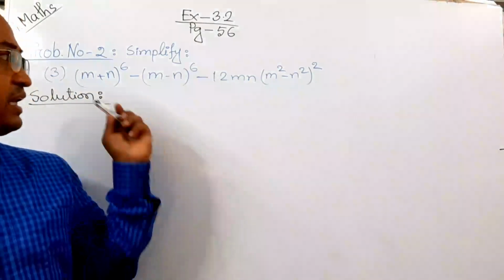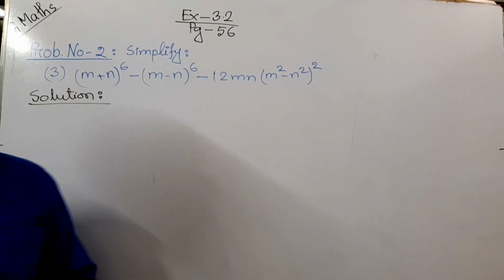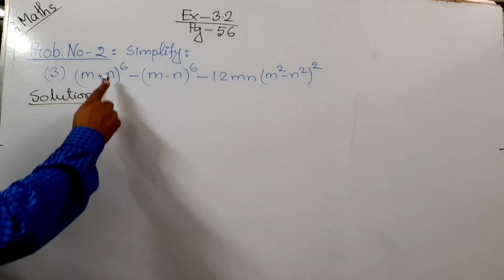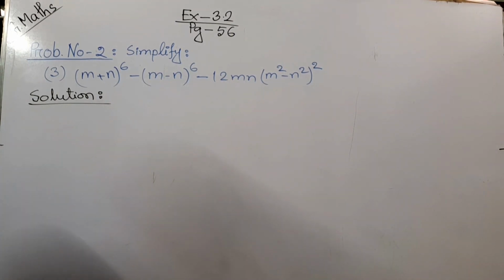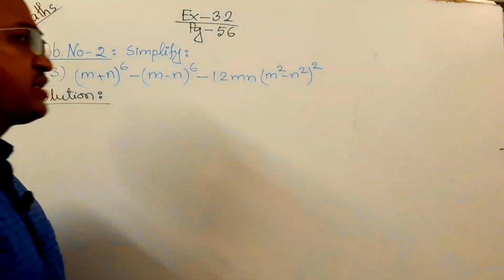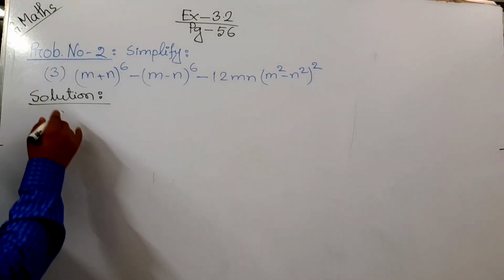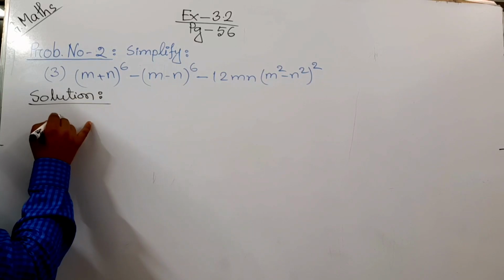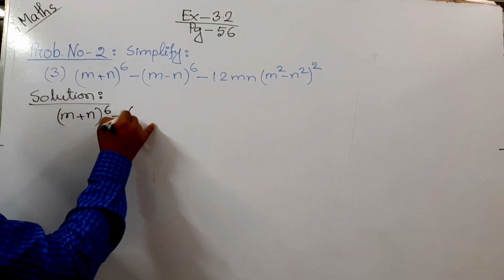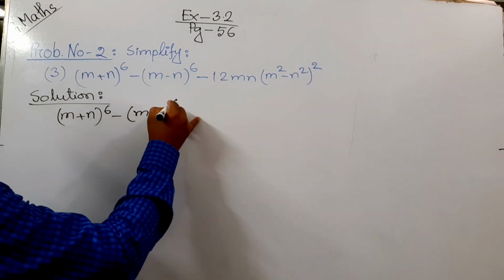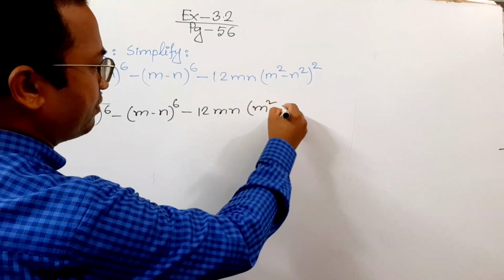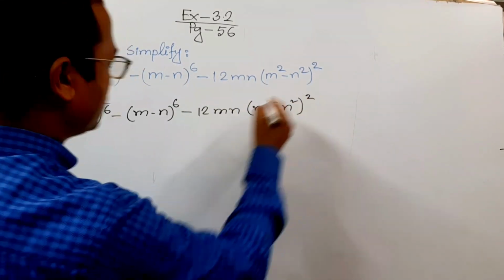Now sub number 3 of the problem number 2. Again we will simplify (m plus n) whole to the power 6 minus (m minus n) whole to the power 6 minus 12mn into (m square minus n square) whole square. So at first we will write the question again: (m plus n) whole power 6 minus (m minus n) whole power 6 minus 12mn (m square minus n square) whole square.